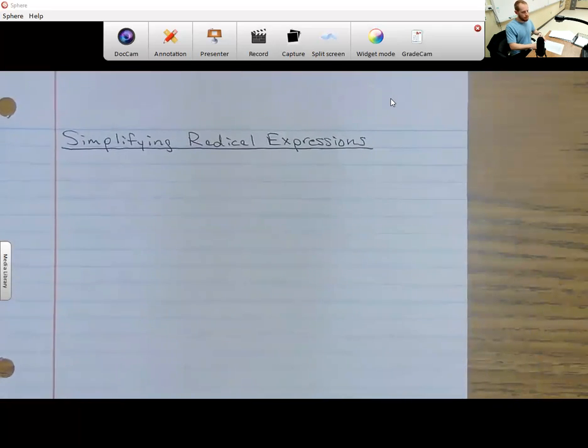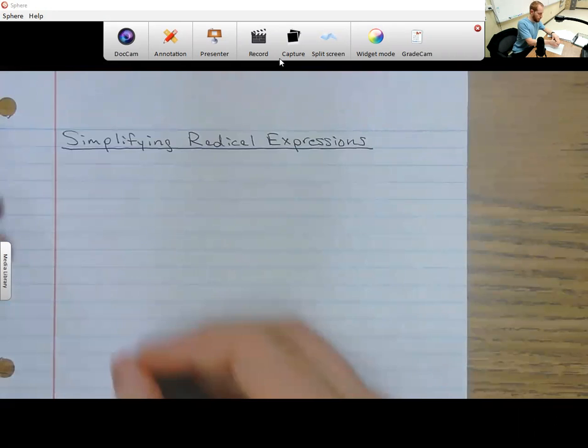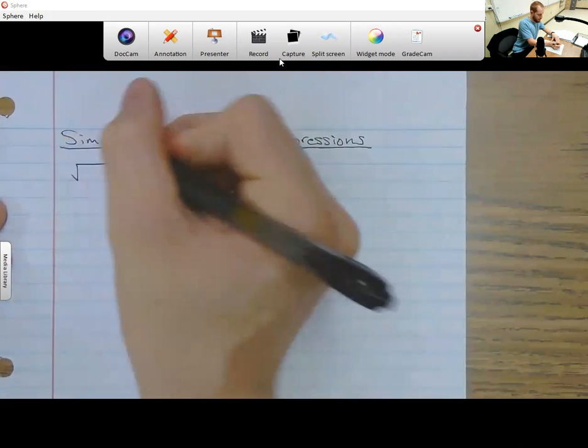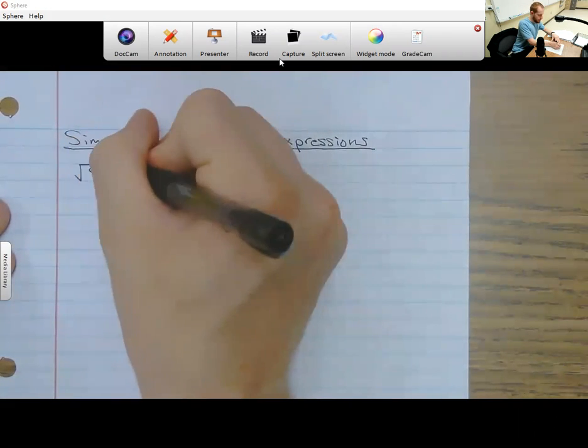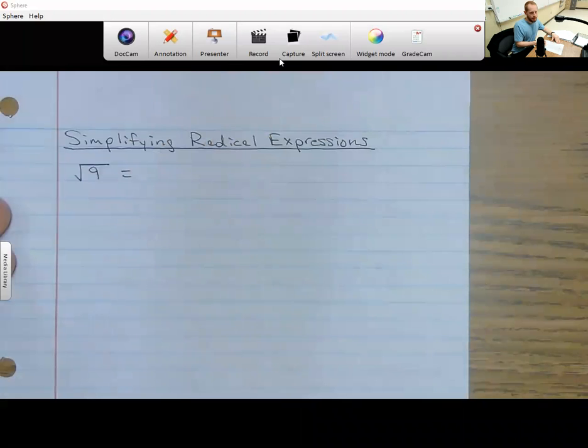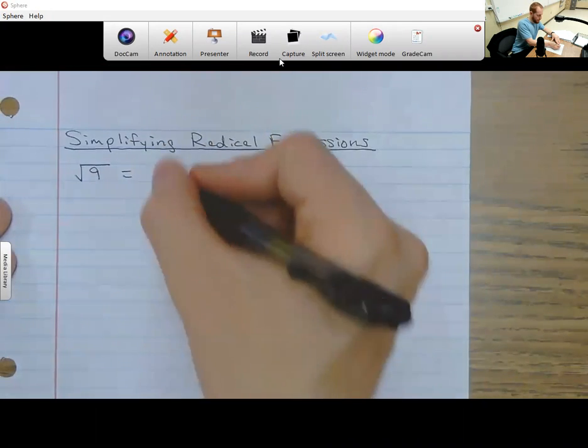Okay, simplifying radical expressions. So what I mean by this is you're going to have something inside of a radical, and that radical is going to be a square root. Just for our purposes today, it's always going to be a square root. It's never going to be a cube root or anything like that. Okay? So you probably already know that you can take the square root of positive squares. So for example, the square root of 9 would be what? The square root of 9 is 3, right?